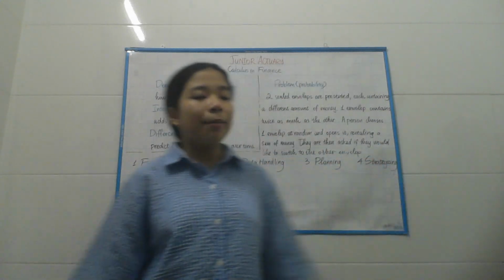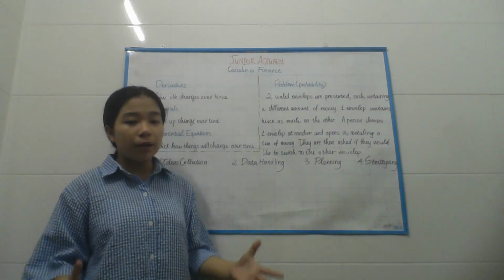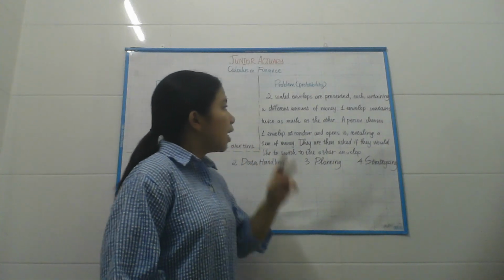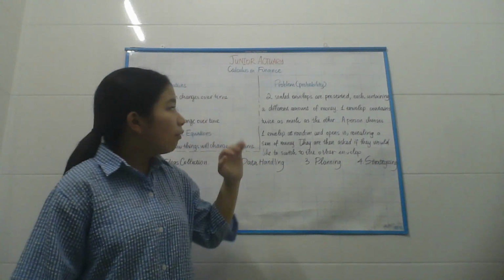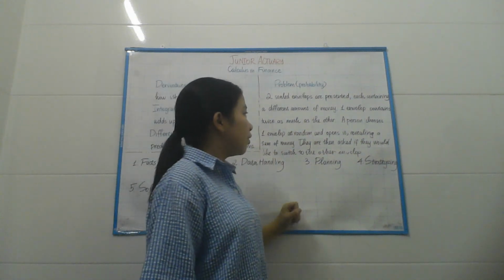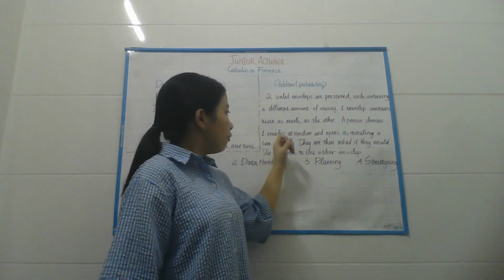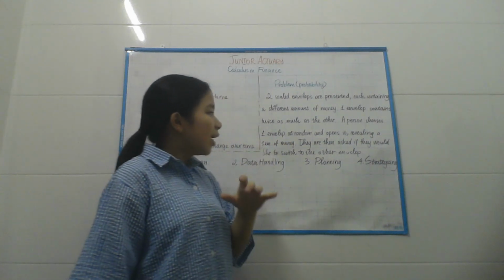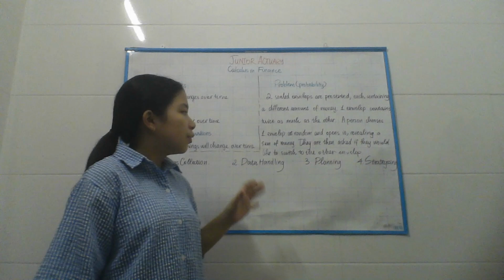Now let's solve a math problem on probability. Two sealed envelopes are presented, each containing a different amount of money. One envelope contains twice as much as the other. A person chooses one envelope at random and opens it, revealing a sum of money. They are then asked if they would like to switch to the other envelope.